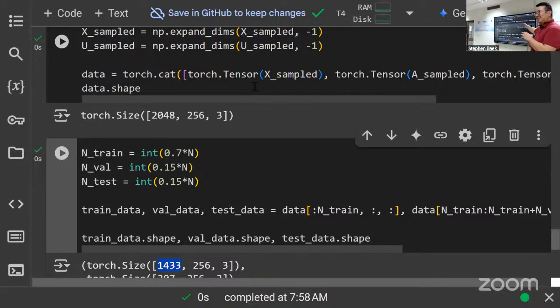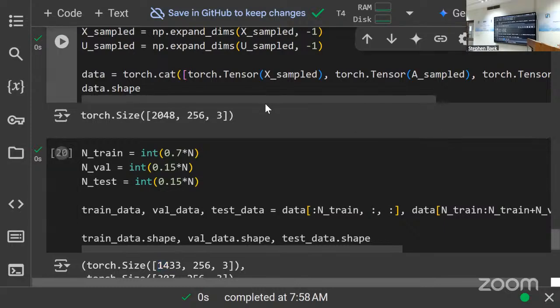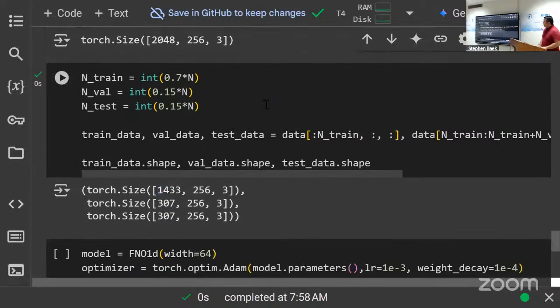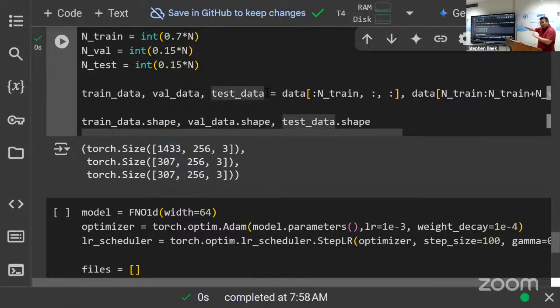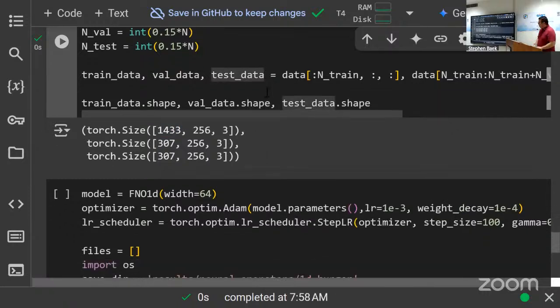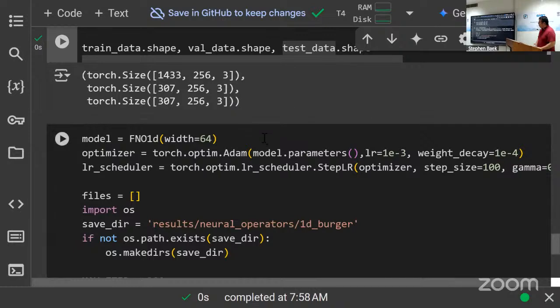Told you, pay attention. We're dividing the one-dimensional space into 256 grid points. Yeah. Just told you like 30 seconds ago. Loss function we're going to define. So bear with me. We're not there yet.